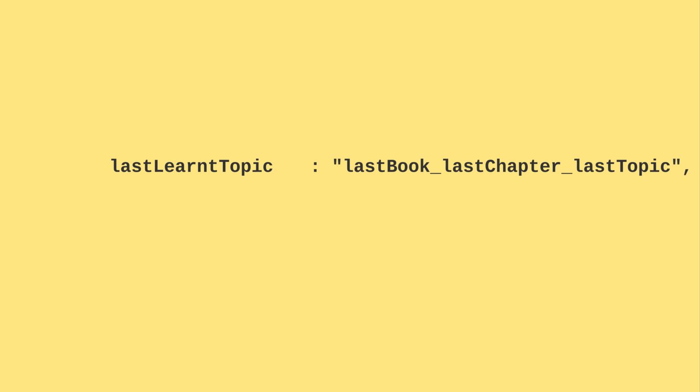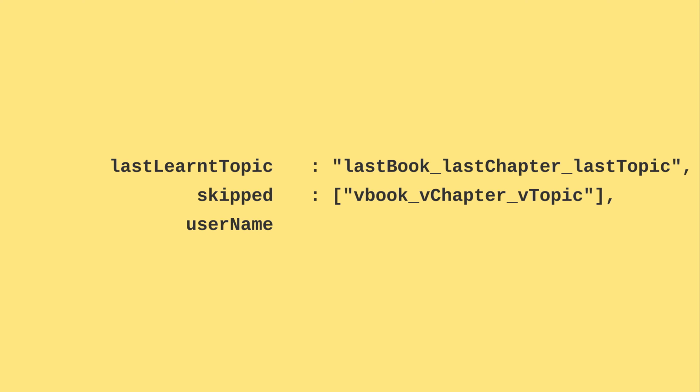So, what does this data actually look like in that JSON file? If you're going linearly, we just store the last learned topic. Simple, but if you jump around, we specifically track which chapters or books you skipped. Oh, and since we support multiple users on one device, for profiling, we store usernames in there too. It's all wrapped up in that one importable JSON package.